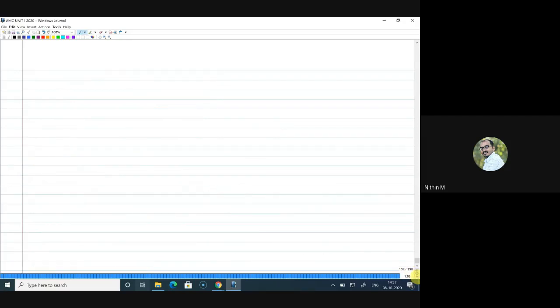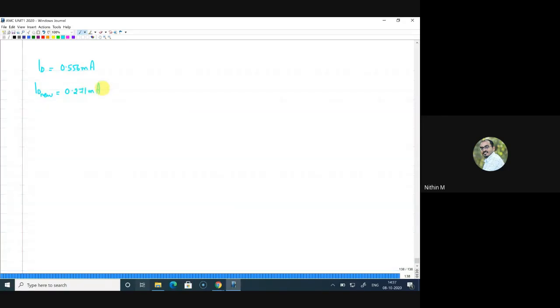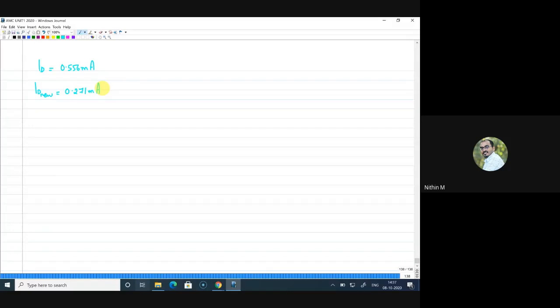Now, if you look at the question, it asks what value of RD is necessary to reduce ID by a factor of 2. The ID value is 0.556 milliamps. Now I want to reduce this ID to half of the initial value. Half of 0.556 should be somewhere around 0.271 milliamps. So for that, what should be the resistance you should use? How will I get the new resistance value?